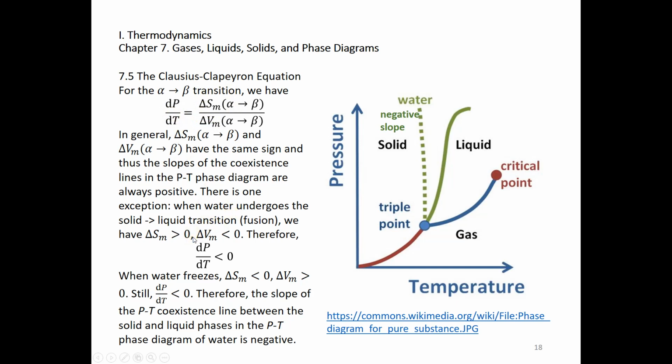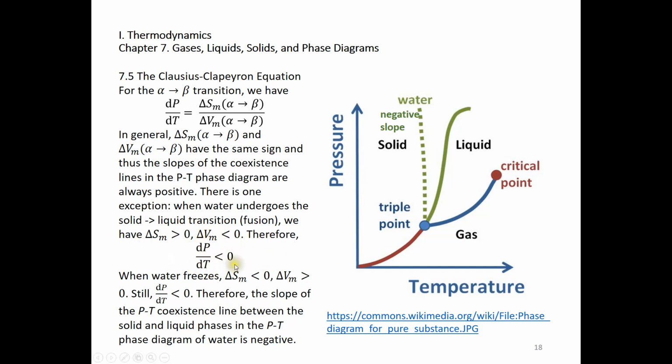What if you are looking at the freezing of liquid water? Still dP over dT is less than 0. When liquid water freezes, the molar entropy is decreasing, the molar volume is increasing. Still dP over dT is less than 0. This is the only exception.